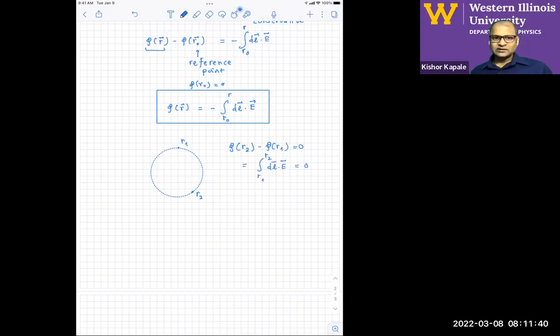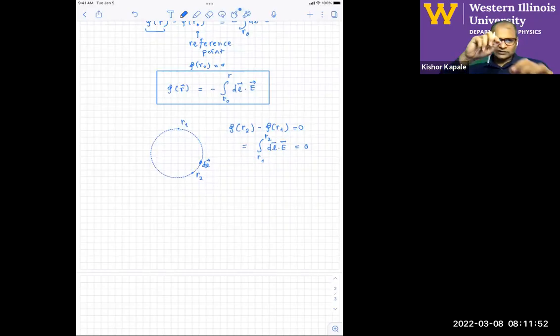Everybody agrees? So the integral of dl dotted with E, where dl is this tiny element along that equipotential surface that you're just taking. And of course, you have, again, a multitude of paths available. Okay. Everybody with me? So if you are traveling along the equipotential surface, dl dotted with E along any path on that equipotential surface is 0. So what does that mean? What's the physical meaning of this?